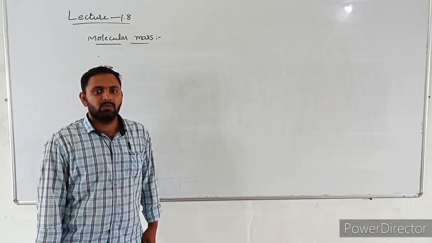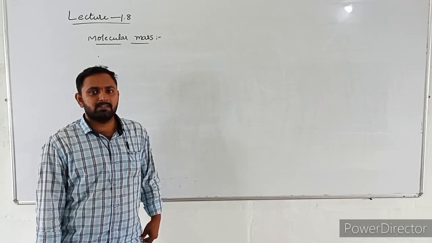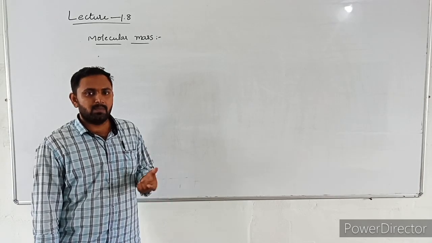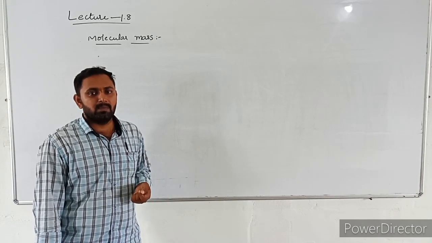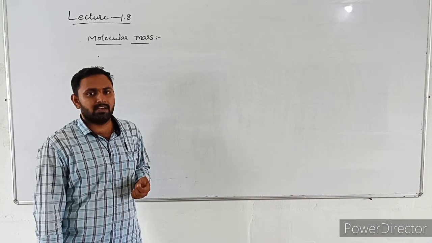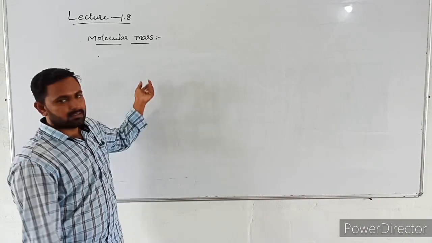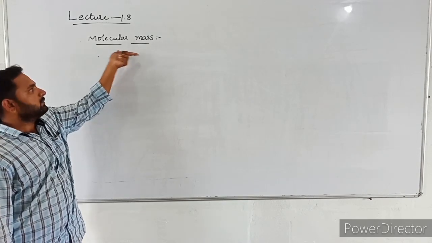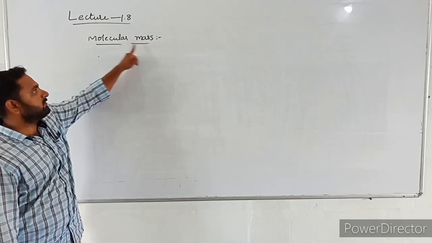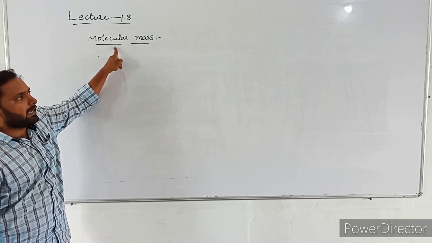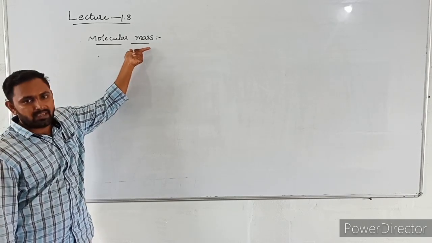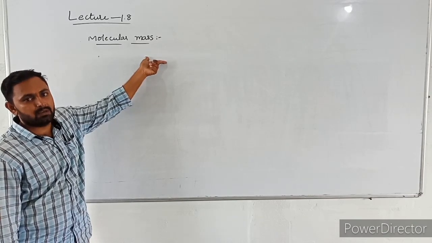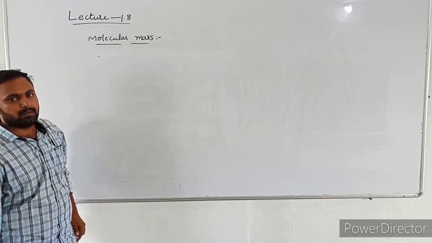In last video, we have discussed the postulates of Dalton atomic theory, what is relative atomic mass, what is gram atomic mass, and how to calculate average atomic mass. Now let us continue with what is molecular mass. Molecular mass means mass of molecule. Then how to calculate molecular mass? By adding atomic masses of all the elements present in a molecule, we can calculate molecular mass.